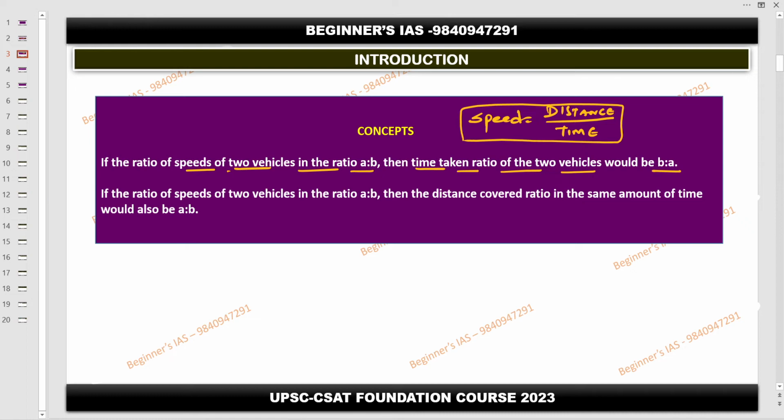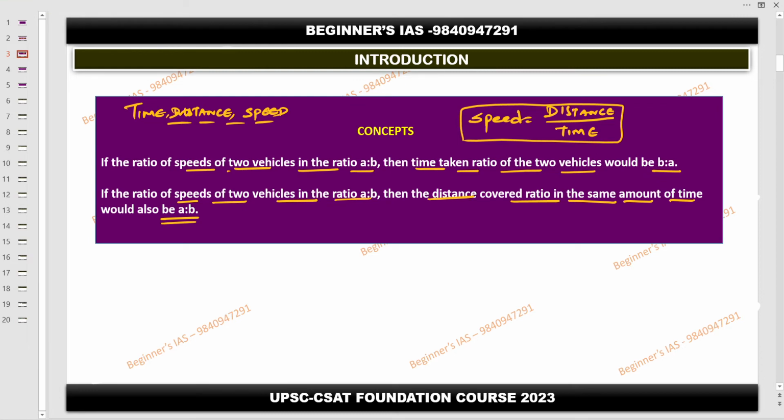So therefore here it is the reciprocal of that. If the speeds of two vehicles are in the ratio A is to B, then the distance covered in the same amount of time would also be in the ratio A is to B, since the speed is directly proportional to the distance. This you need to understand. This will help you during time and work, which we have done, and time, distance, then speed. During this class it will help you.